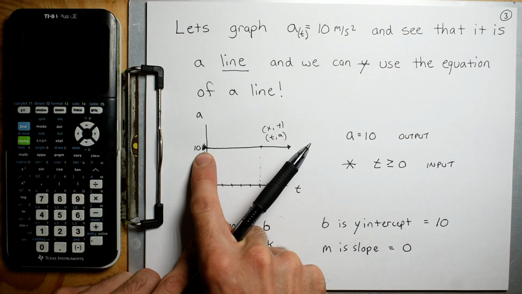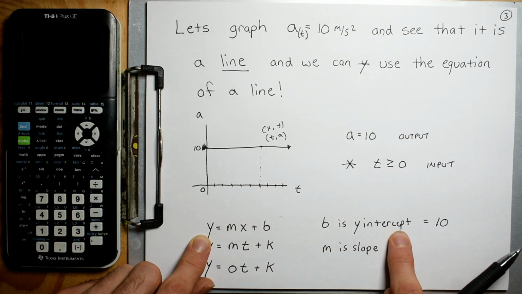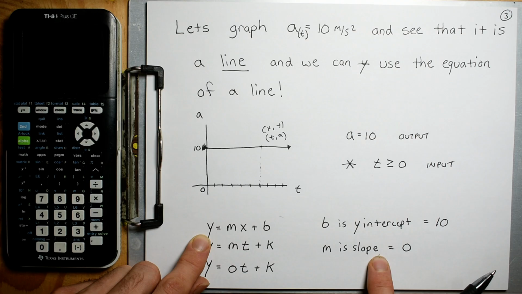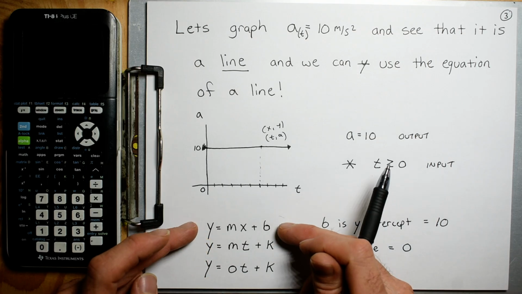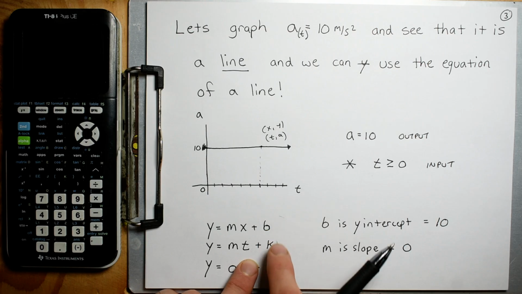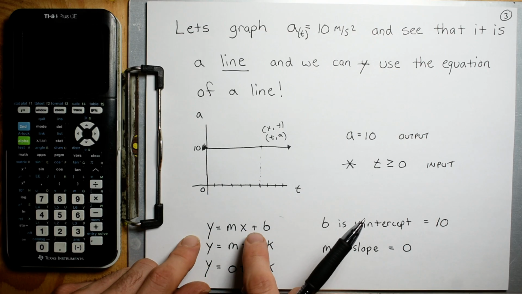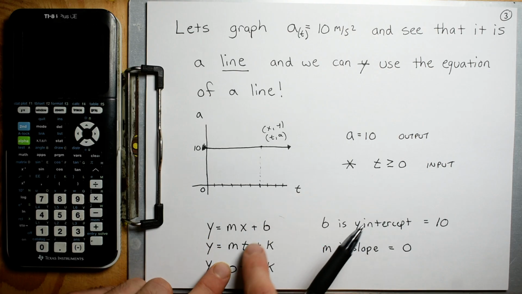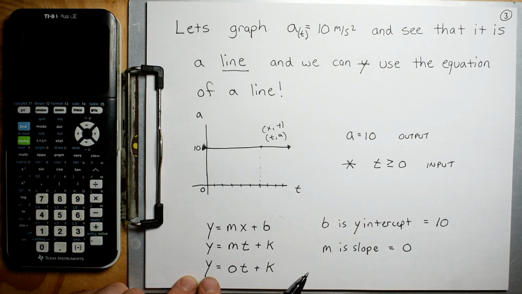B is the y-intercept, so that's 10. So B is the y-intercept of 10, m is the slope of 0, and then on Google, they just changed the y-intercept b to k, and our variable x is t in this case. Even though we have y, y could equal a, and that's what we'll do on the next page.